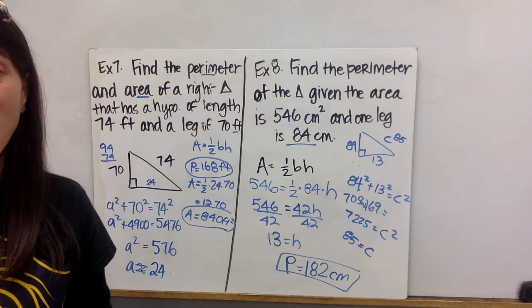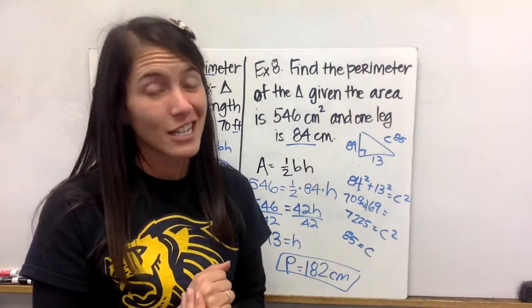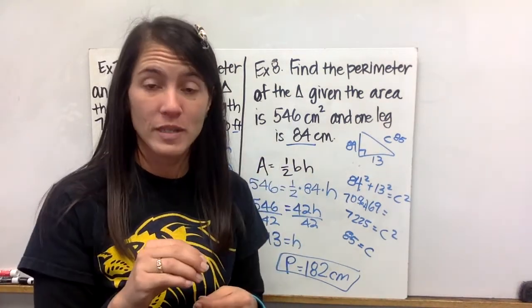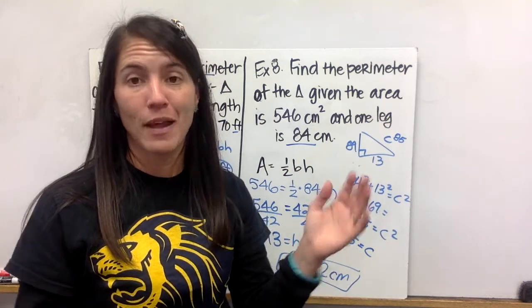All right, now that one's tough. That one's tough, and you're going to see another one just like it. When it gives you the area and a leg, you have to solve for the missing leg, use the Pythagorean Theorem, and then find the perimeter.